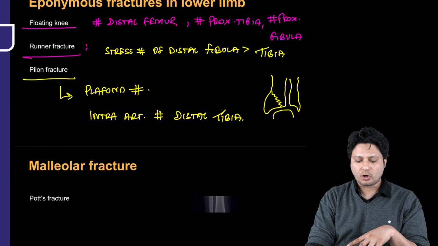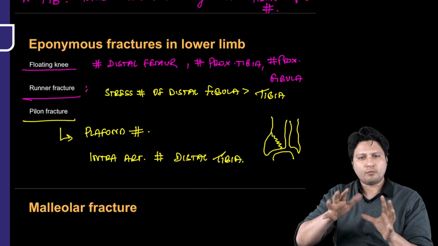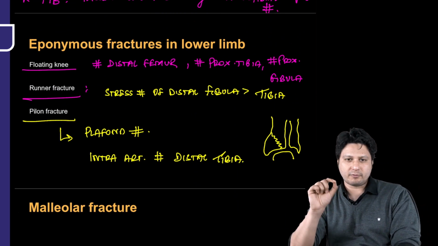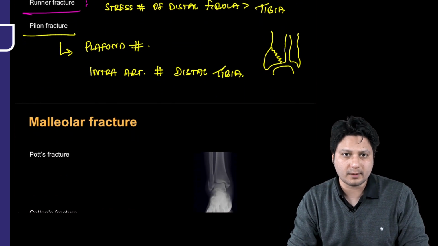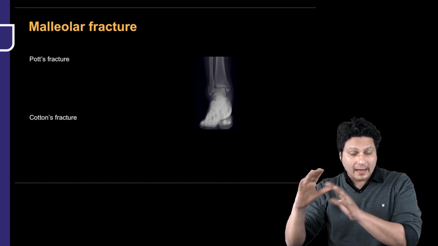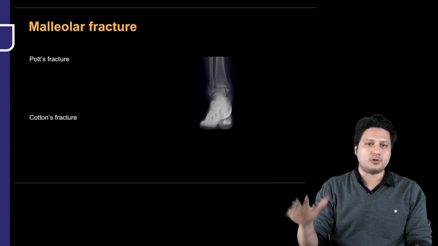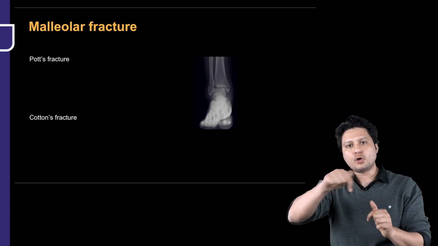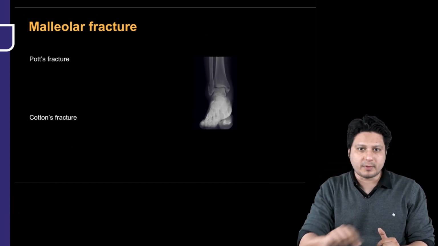Before we talk about malleolar fracture, hopefully everything is clear related to the patellar fracture, shaft of femur, as well as the eponymous fractures, that means named fractures in the lower limb. Now, let's have a discussion of a malleolar fracture. That means fracture around the ankle joint. That means involvement of the malleoli. So first of all, you should be introduced to what the malleoli are which could be fractured.